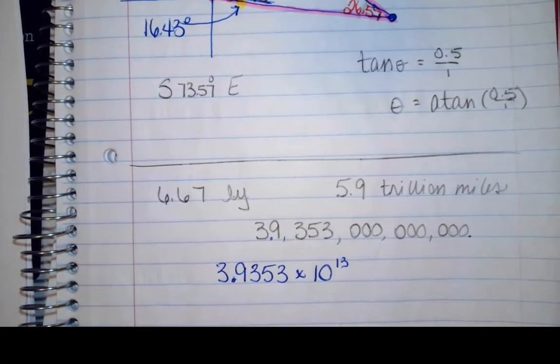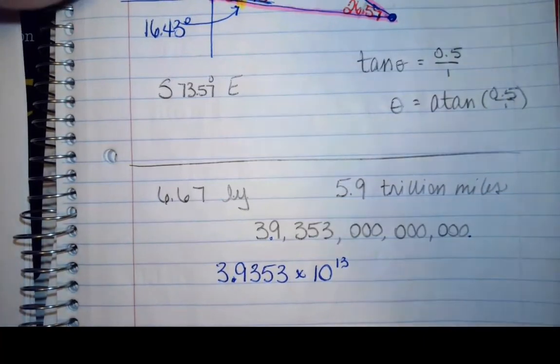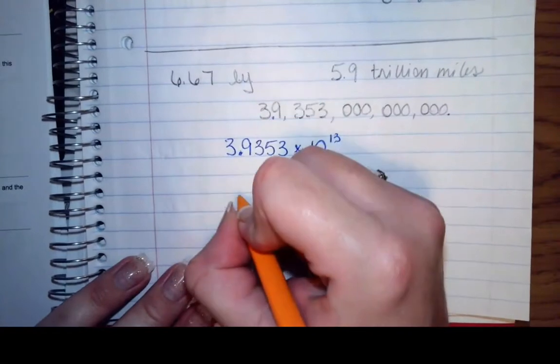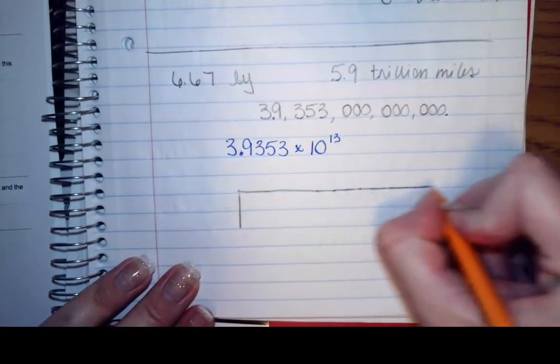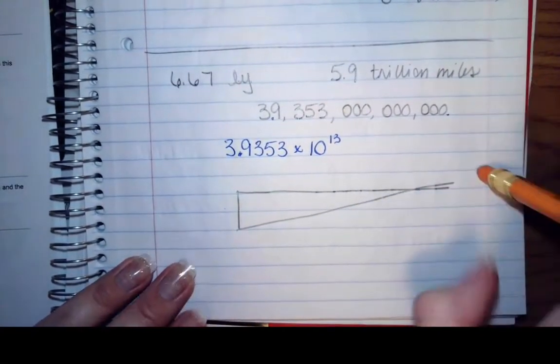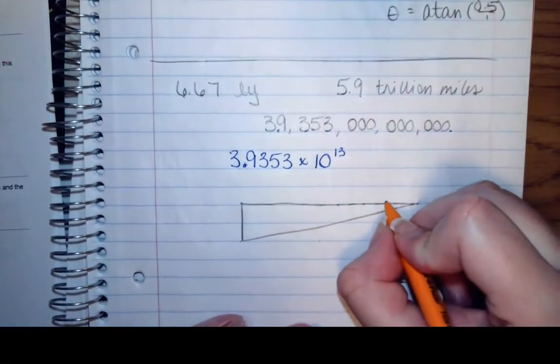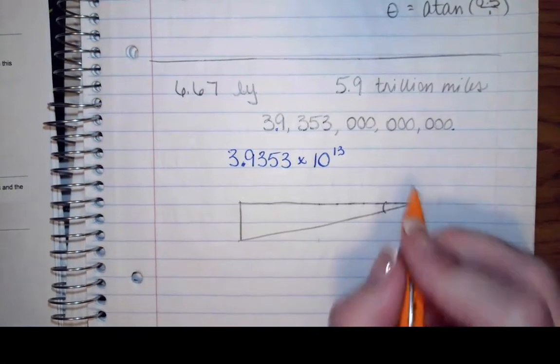Okay, so the mean distance from the sun is about 93 million miles. What's the parallax of this star? So we're going to draw a picture. So we have the mean distance of the sun. I want this angle right here. Okay, so this is the star.